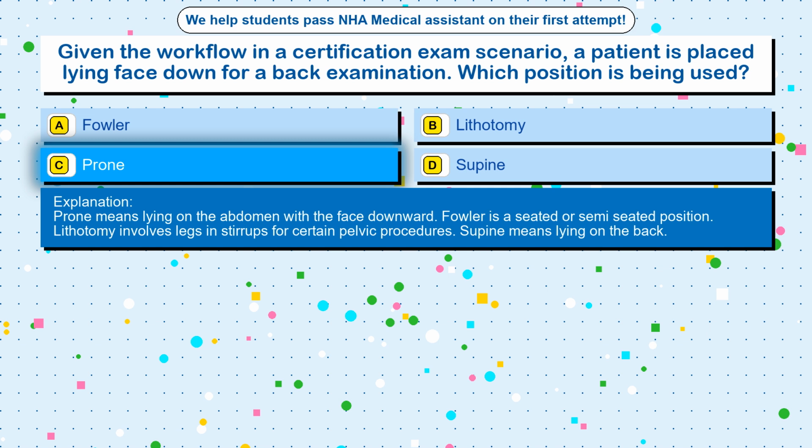Fowler is a seated or semi-seated position. Lithotomy involves legs in stirrups for certain pelvic procedures. Supine means lying on the back.